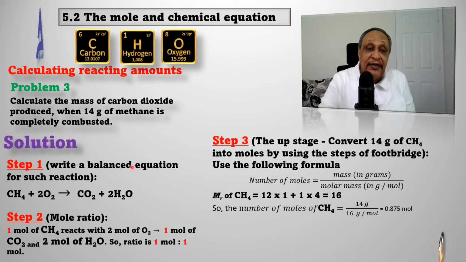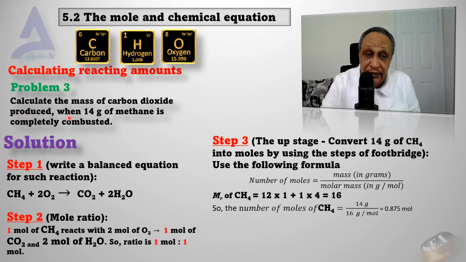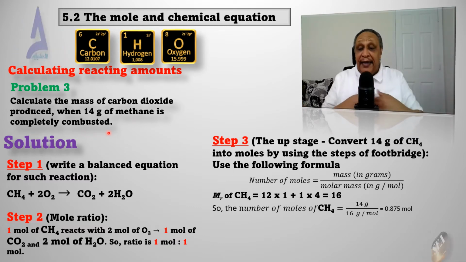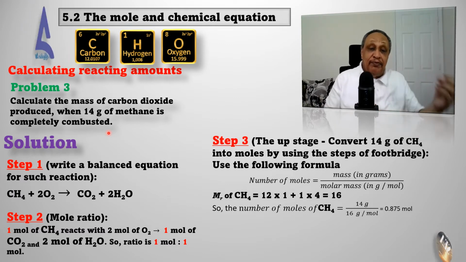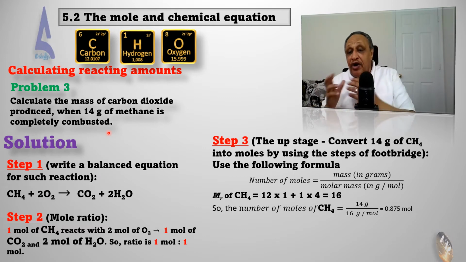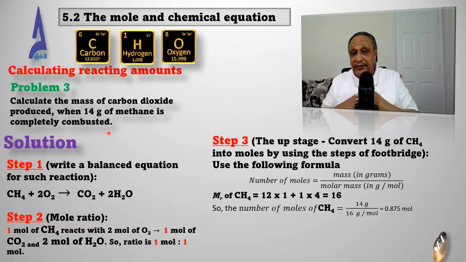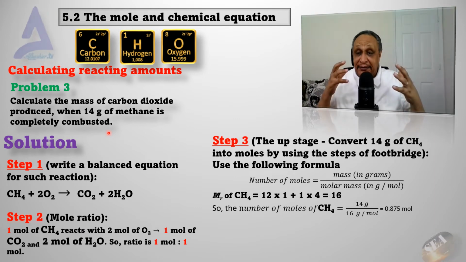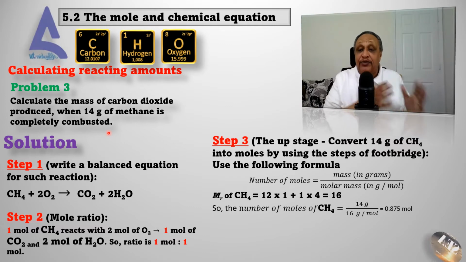Now here, our third one says: calculate the mass of carbon dioxide produced when 14 grams of methane is completely combusted. Combusted means burned out, everything finished. When we say completely combusted, that means the amount of oxygen used to oxidize this methane is in abundance. It is there in excess, so it is not a factor that will limit the reaction.